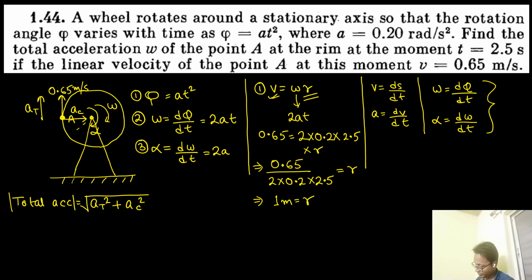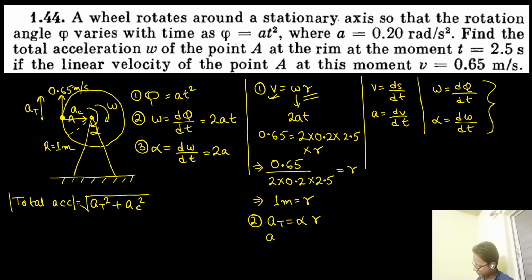So the radius of this wheel is 1 meter. Now the next part of the problem: what is the value of the tangential acceleration? There is a relation between tangential acceleration and angular acceleration. There are three relations. Linear displacement equals theta into r. Linear velocity equals omega r. Linear acceleration or tangential acceleration equals alpha into r.